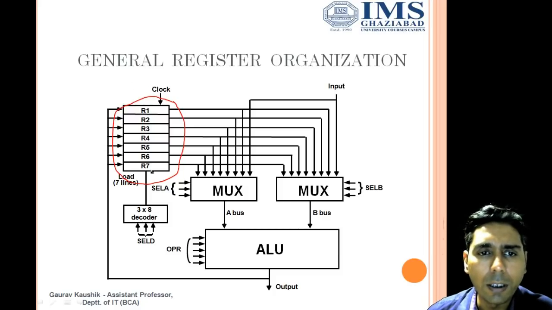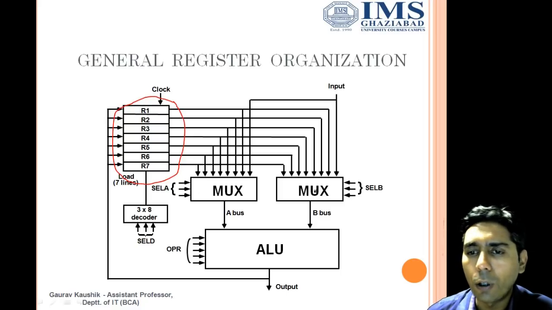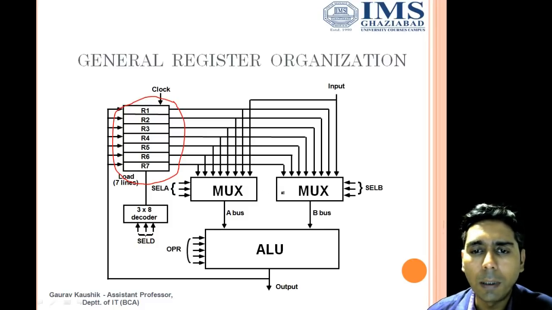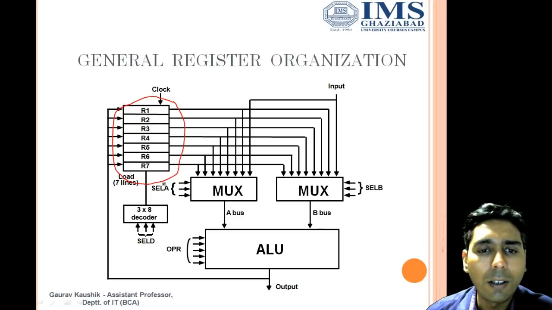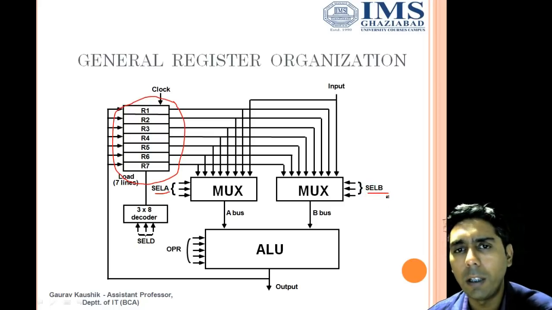These 7 general purpose registers are connected with 2 multiplexers, and these are 8 cross 1 multiplexers, which can take 8 inputs and provide 1 output. For both multiplexers, we have 3 selection lines each. For example, SELA and SELB for multiplexer A and B respectively.